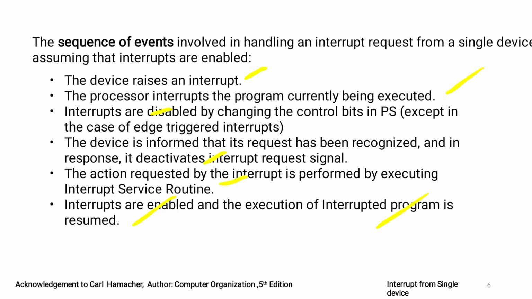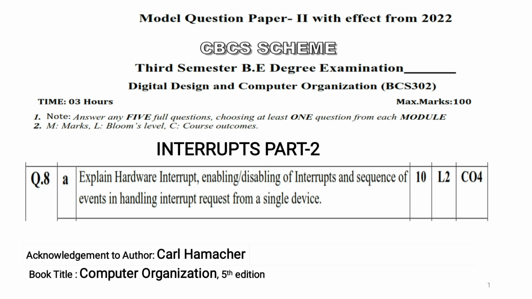So with this we come to the end of the discussion. In this discussion we saw what an interrupt is, the interrupt hardware, the need and procedure involved in enabling and disabling of interrupts, and lastly the sequence of events in handling an interrupt request from a single device.